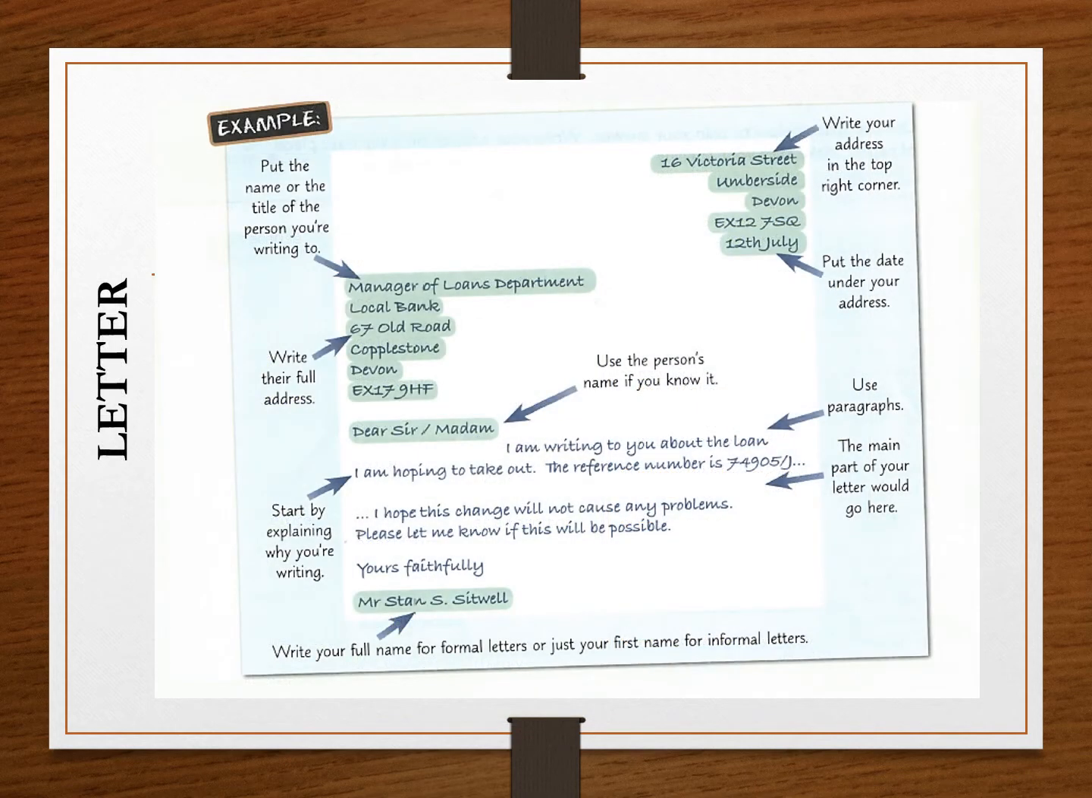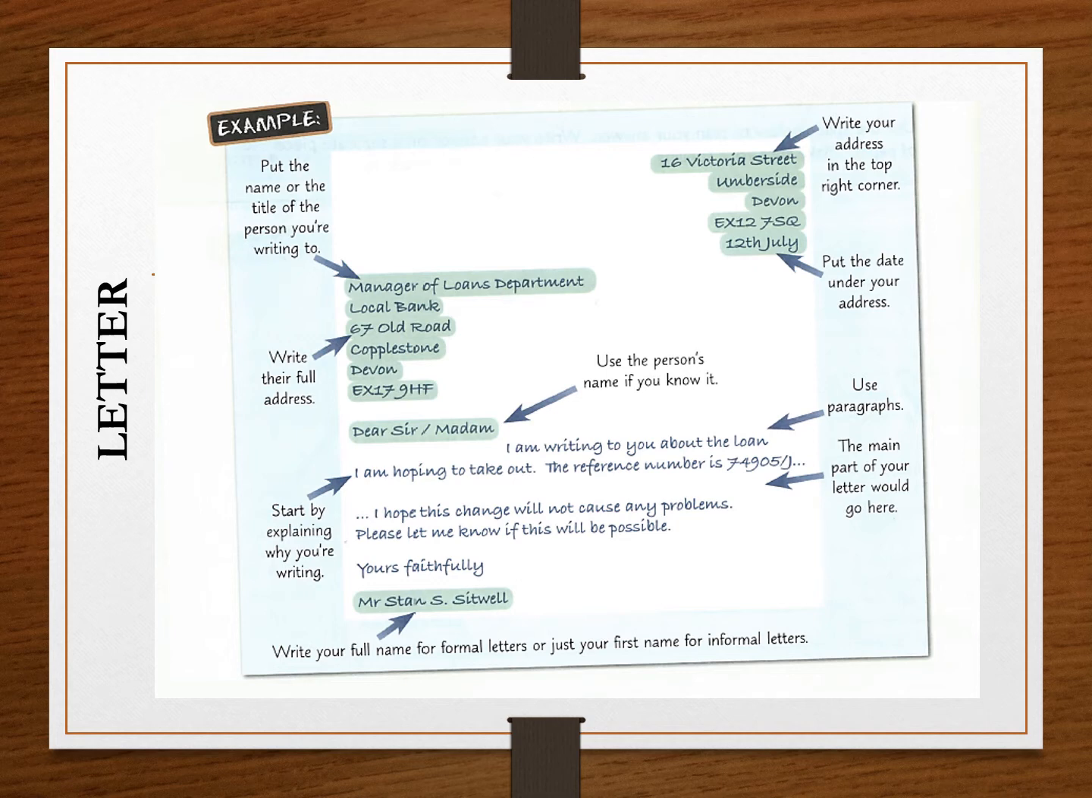Here's an example of a letter. You can see there the address at the top, the date underneath, the name or the title of the person you're writing to, their full address. Then you're going to say sir or madam if you don't know their name, and obviously if you know their name, dear Ms, Mr, whoever. And then we end with yours faithfully.